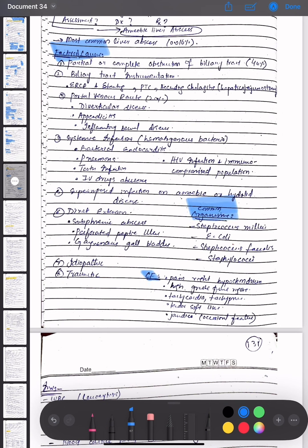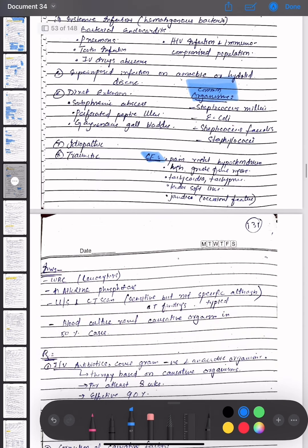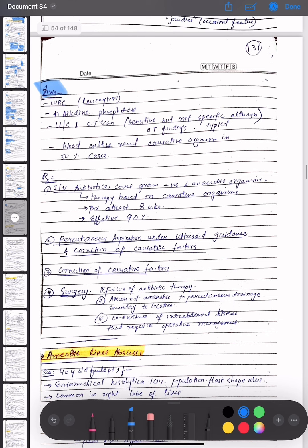What are the clinical features? These are pain in the right hypochondrium, high grade fever, rigors, tachycardia, tachypnea, and tender soft liver, and jaundice. These are occasional features. Now, what are the investigation options? WBC is done, showing leukocytosis, and increase in alkaline phosphatase. Ultrasound and CT scan are done, which are sensitive but not specific, although certain findings are typical. Blood culture reveals causative organisms in 50% of cases.